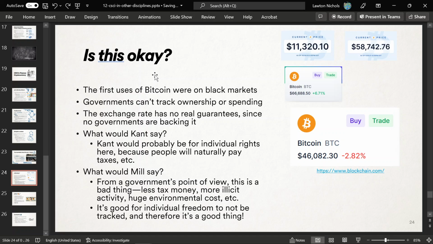So is this fine? Should we have cryptocurrency? Is this okay? What is good about it? What is bad about it? At least that's what we can do in terms of utilitarianism. Let's go back to our boys.